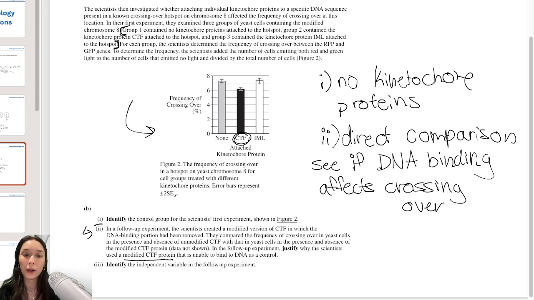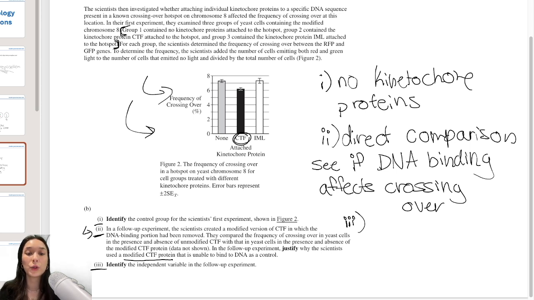Okay. And then 3 is asking again the independent variable in the follow-up experiment. So the independent variable of the follow-up experiment. Make sure you're not doing the independent variable of this one over here. This is our follow-up experiment. So for this one, you're taking modified CTF protein without DNA binding and then regular CTF protein, and you're looking at frequency of crossing over.